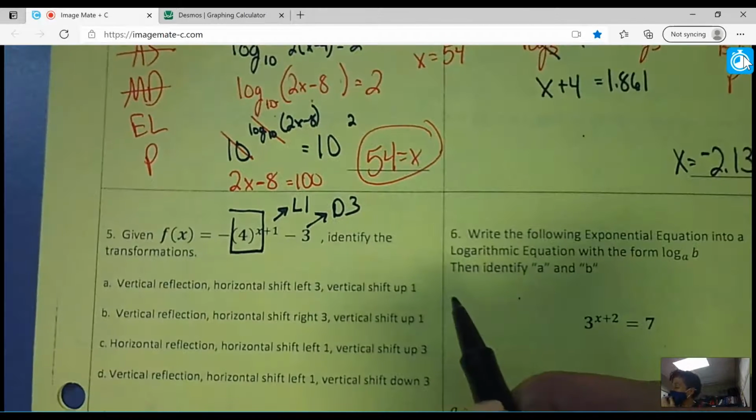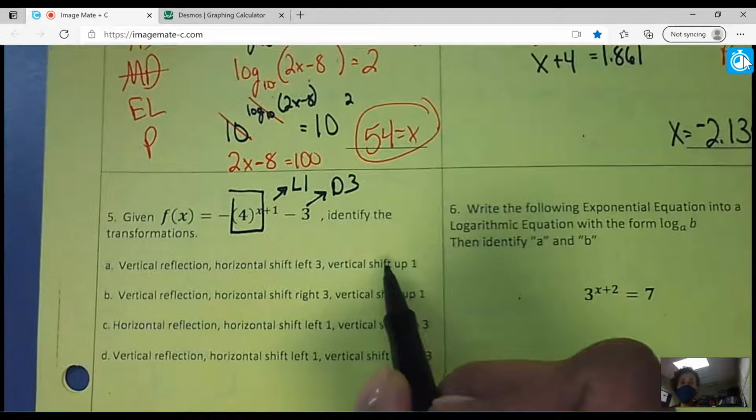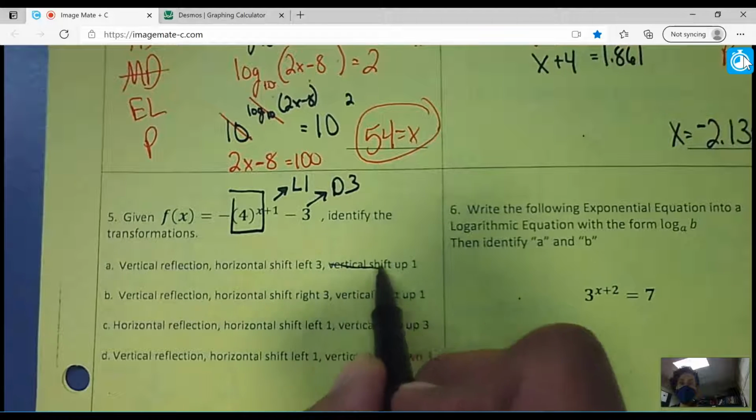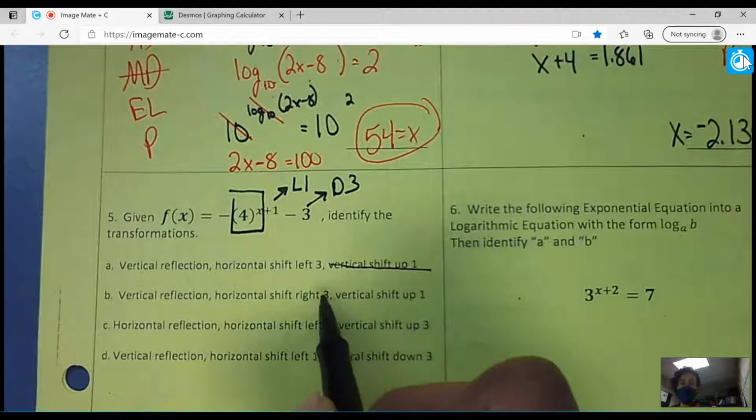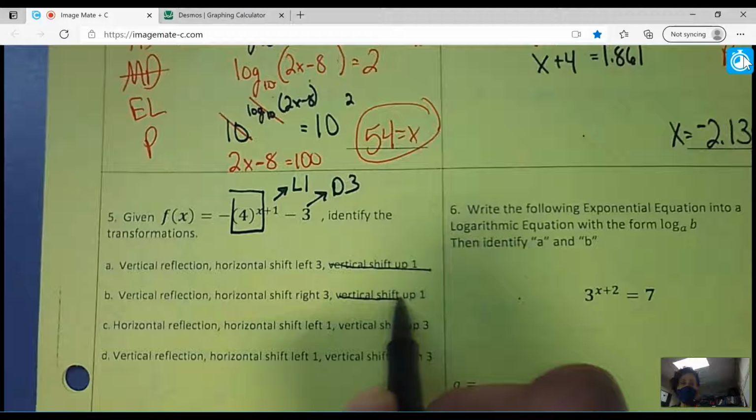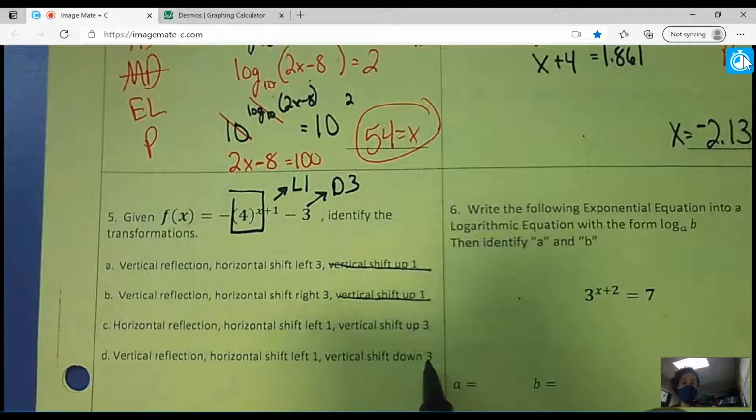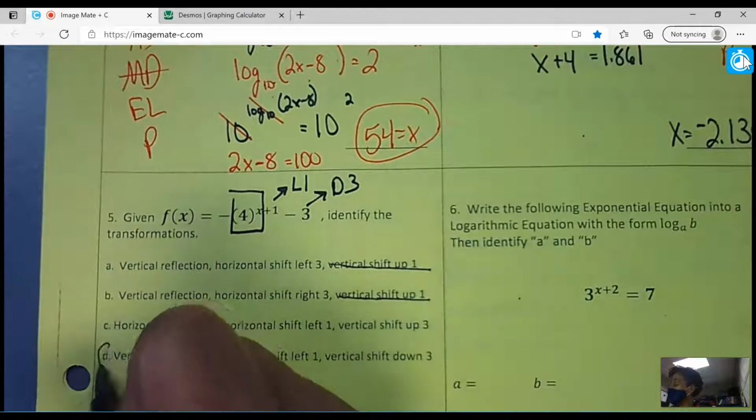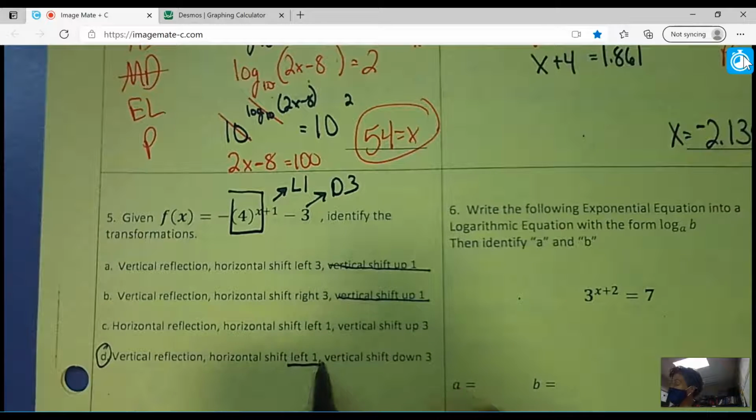So if you start to look in your multiple choice, like this says up 1, which it's definitely not. This is also up 1, which it's not. Instead, I'm looking for the down 3. So right now, this was the only one that's a down 3, so I know it's D. But I also see the left 1.